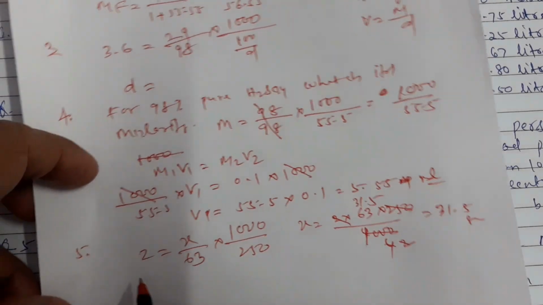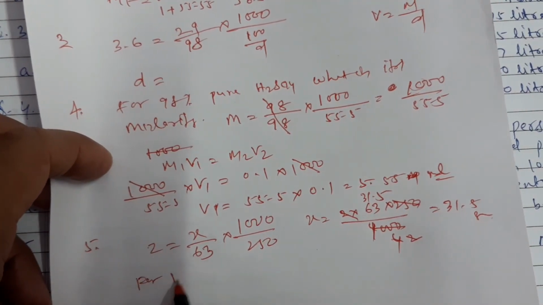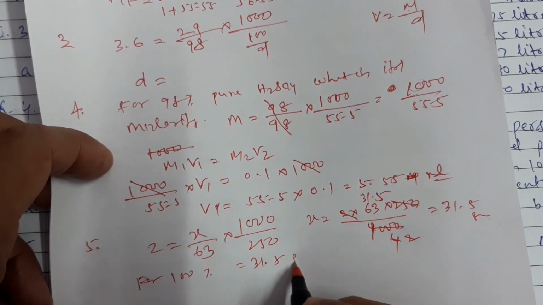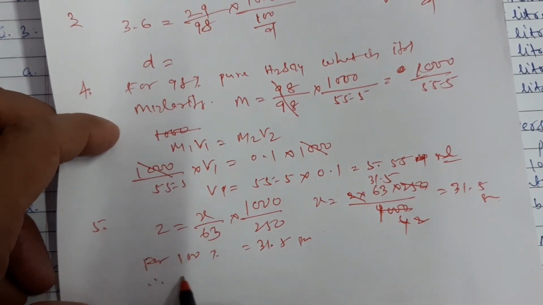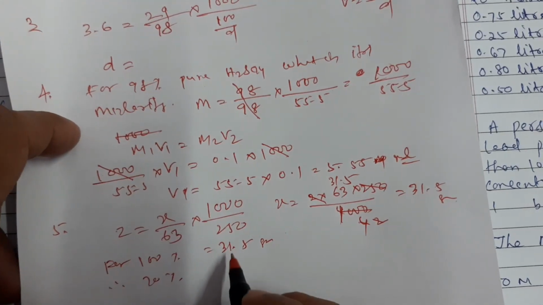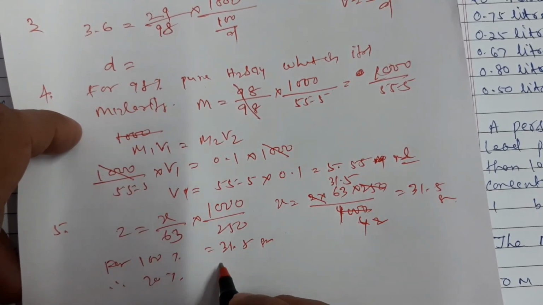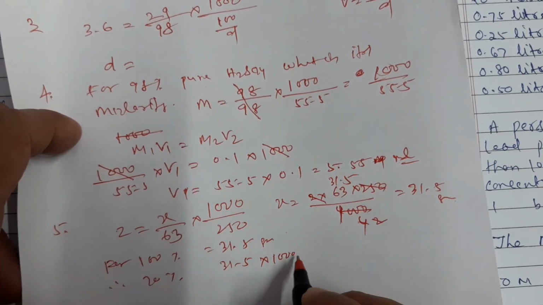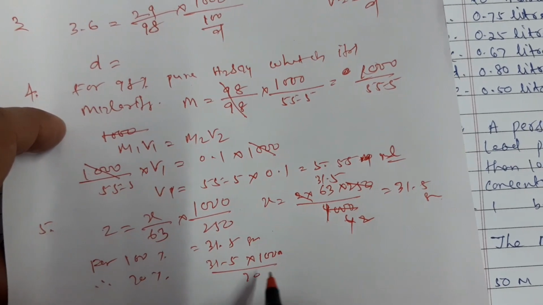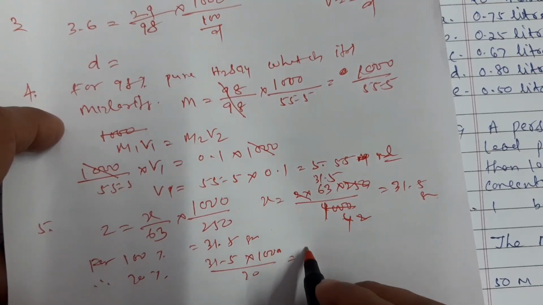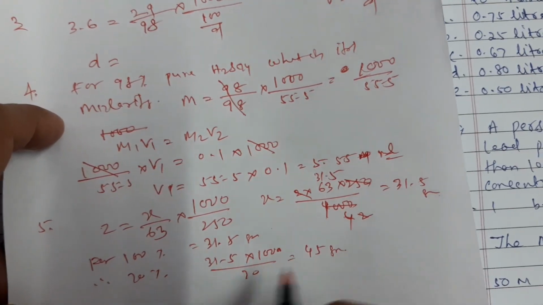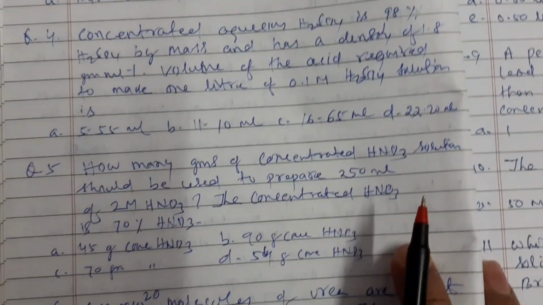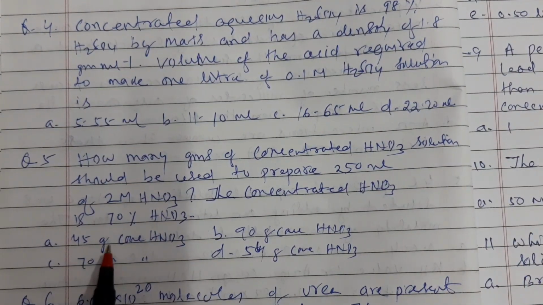So for 100% purity, you have to take 31.5 gram. Therefore, for 70%, how much you have to take? 31.5 multiplied by 100 by 70. Okay, so you will take 45 gram. Okay, so answer A is the correct answer.